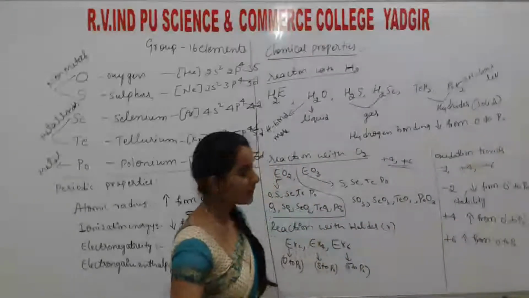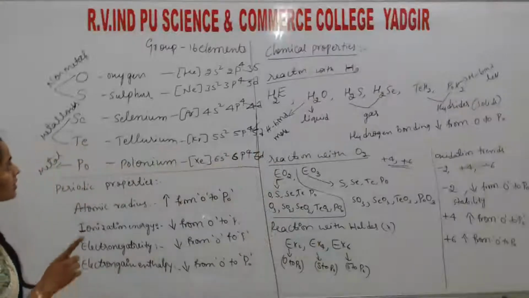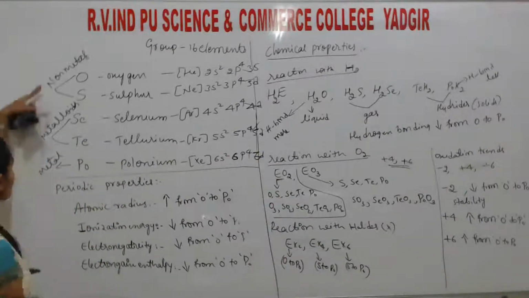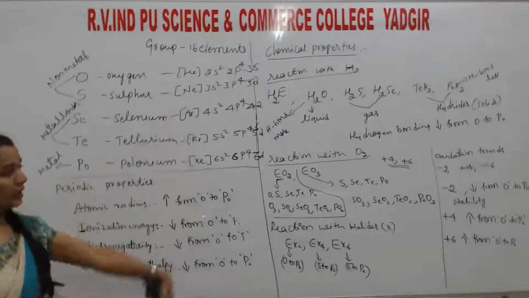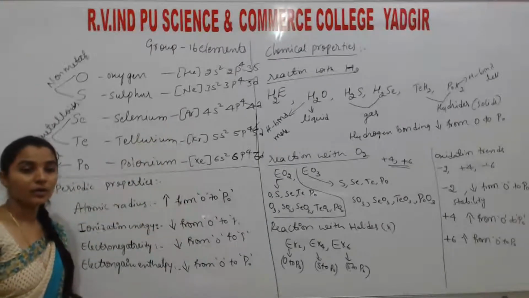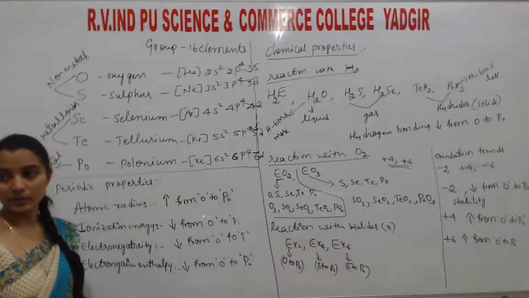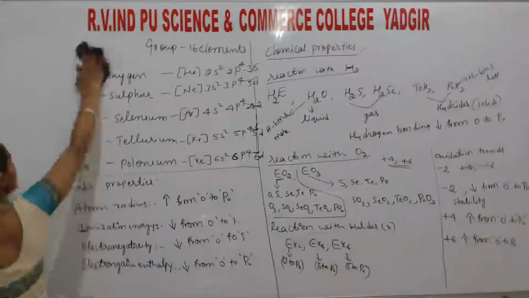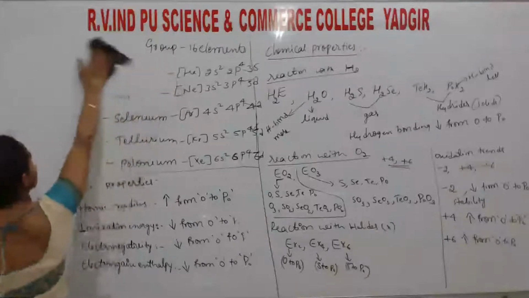Okay, so this is all about general trends, their electronic configuration, periodicity, physical properties, and also chemical properties of group 16 elements. So next we discuss the anomalous behavior of oxygen.